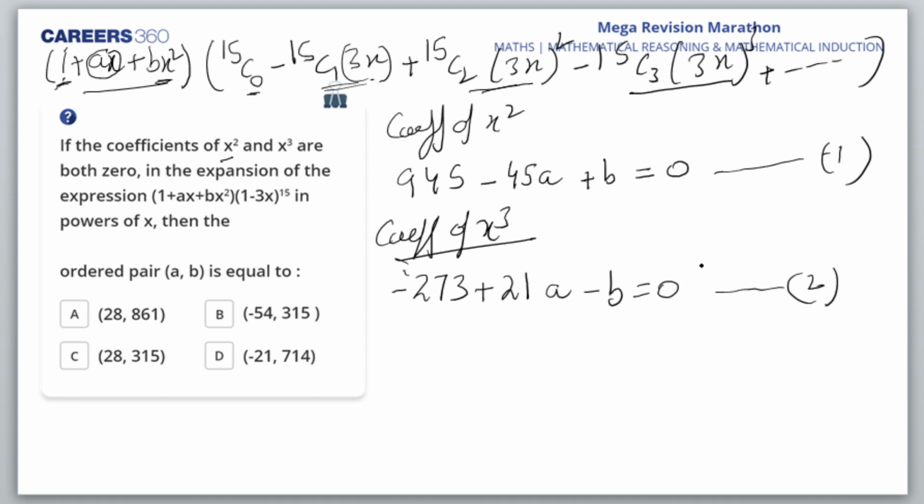Now, when I solve these two equations, I get a as 28 and b as 315. That is the answer, students. So, which choice do I get? 28 and 315. It seems to be C. Okay, students. You lost this question. I hope everybody understands this. Yes, students, give me a nod. So nobody got a score in this question.